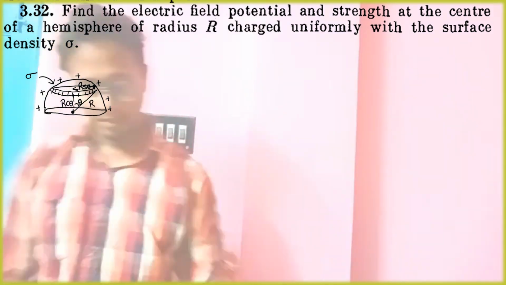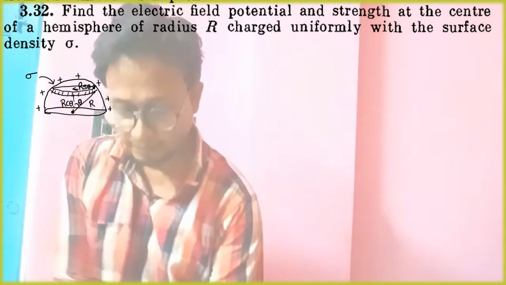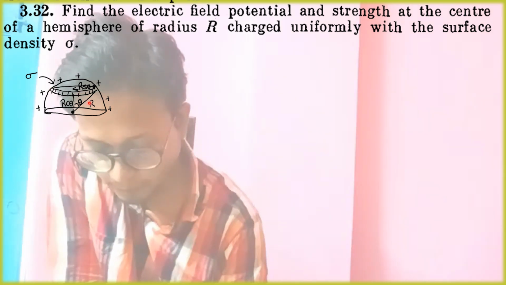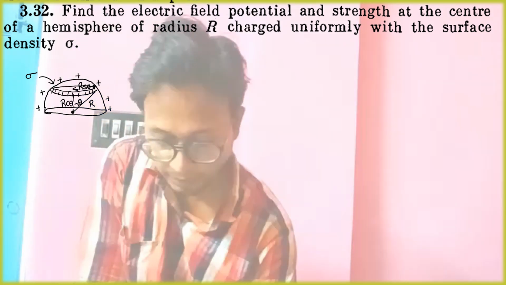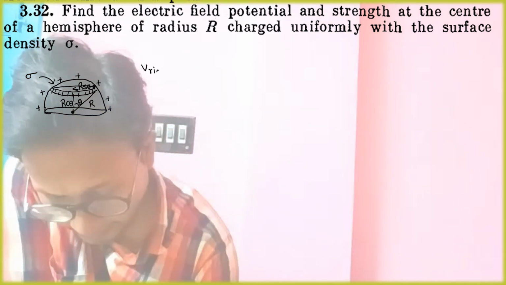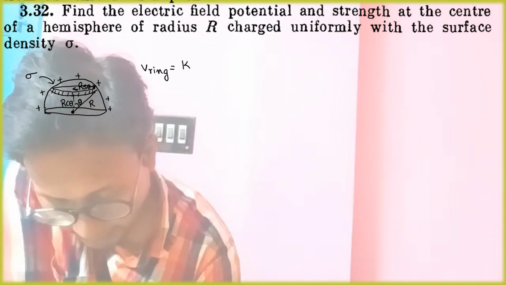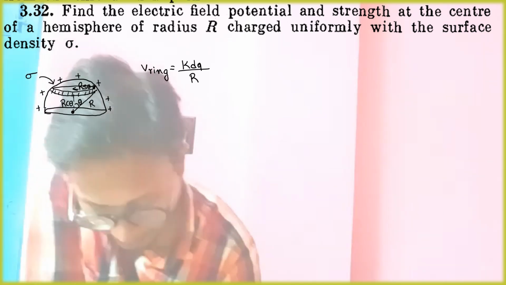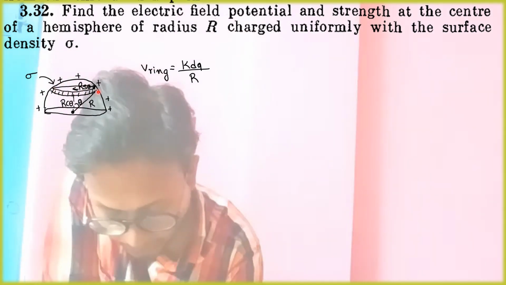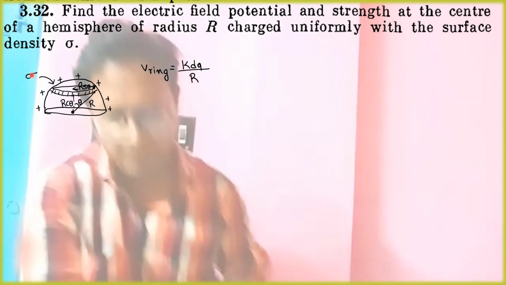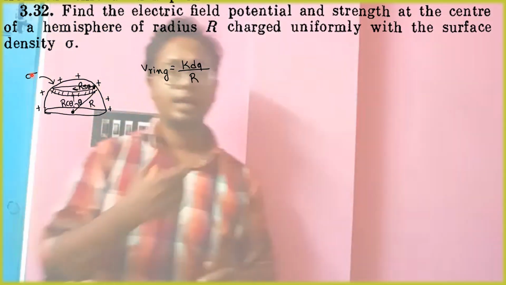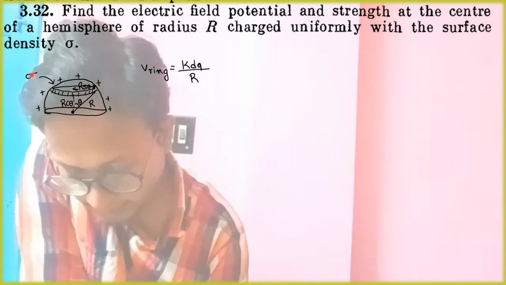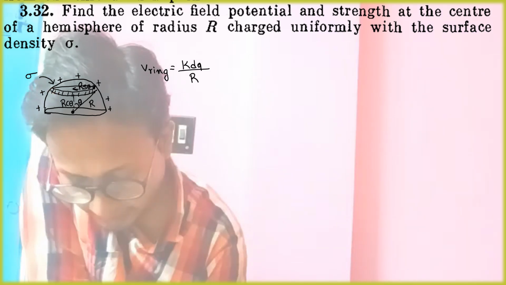Now what is the potential due to this elemental ring out here? It is nothing but kq by r. The potential due to the ring is nothing but k into dq, where dq is the charge on the ring, divided by r, because every point on the ring is r distance away from the center of the hemisphere, isn't it? Now I have to find out the value of dq. So dq is nothing but sigma into the area of this elemental ring.